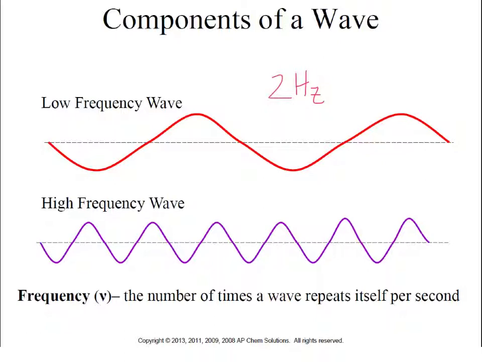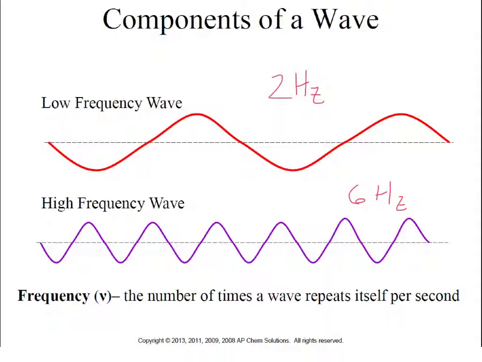A high frequency wave then, like this bottom one, if this is once again just a 1 second period, it had 1, 2, 3, 4, 5, 6, and so this would be a 6 hertz wave. And frequency is just how often, or the number of times, a wave repeats itself per second. So the more times that we get that repetition, the higher the frequency.